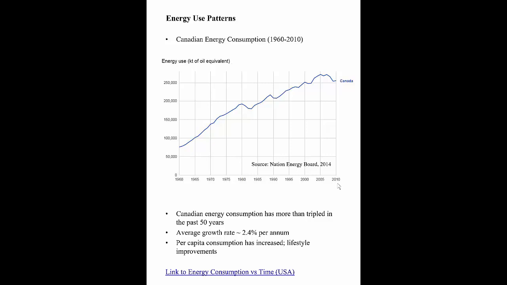One of the reasons, of course, is population increase, but even at a per capita level, our energy consumption is going up, and that's primarily associated with improved lifestyle and affluence. The more affluent we are, the more energy we use, and I discussed that linkage earlier.